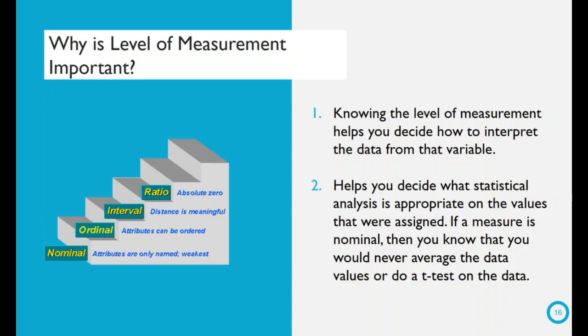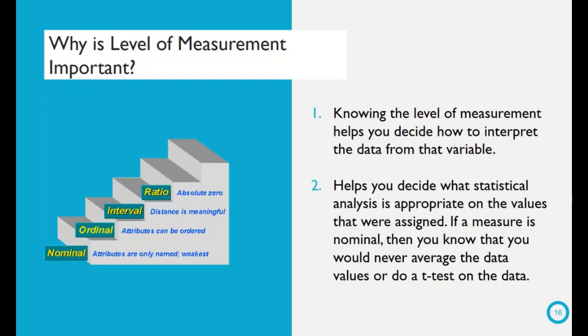When you know that a measure is nominal, just like gender, then you know that the numerical values are just labels. So you cannot interpret them like a scale, other scales, right? The second is knowing the level of measurement helps you decide what statistical analysis is appropriate and the values that you assign. It is very important. We need to know about our measurement scale first, and after that, we can choose our statistical test.